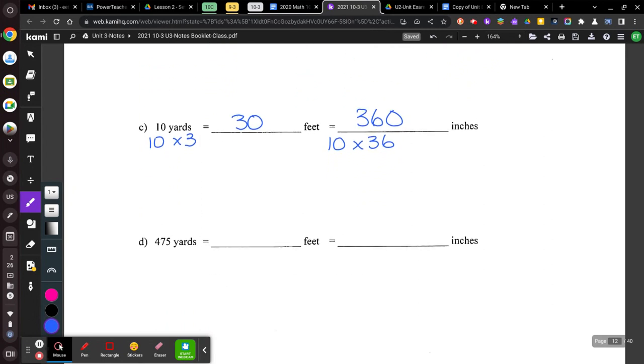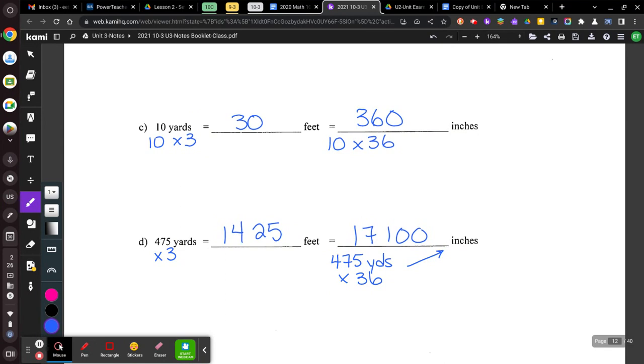The next one, same idea, yards to feet times 3. Yards, 475. Yards to inches is going to be timesing 36. So that's going to give us 1425 for feet and 17,100 for inches. So as you notice, the inches are much bigger numbers than the feet, which means it takes more inches to make that same amount. Okay, that's what that's talking about.